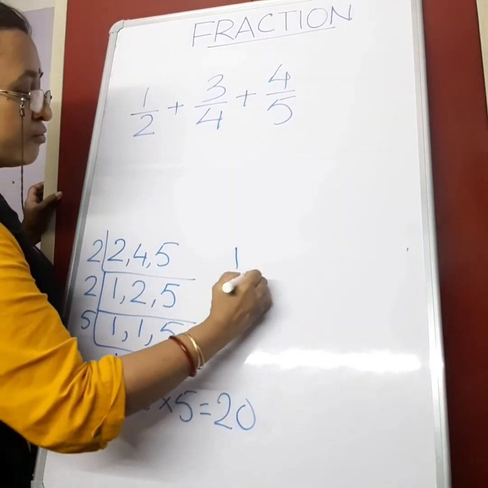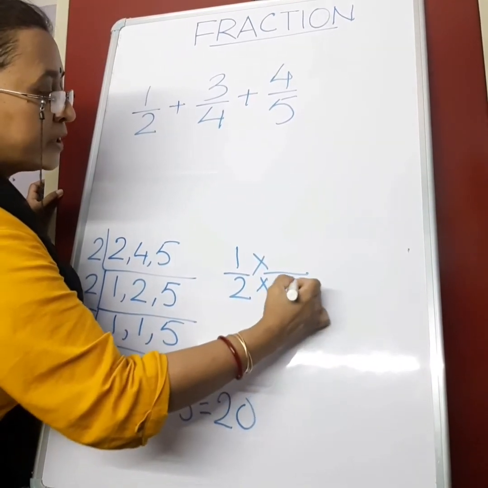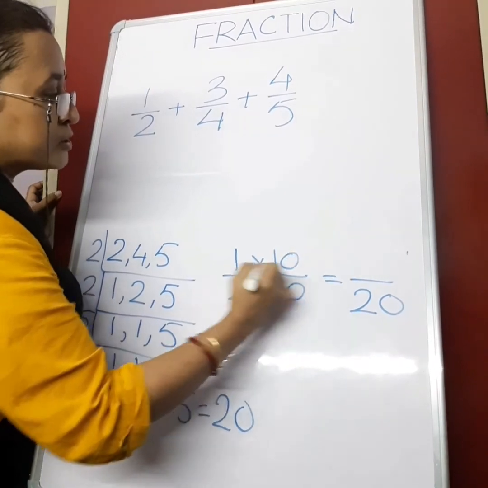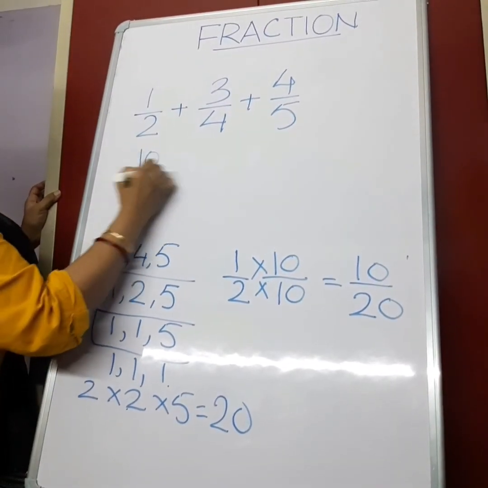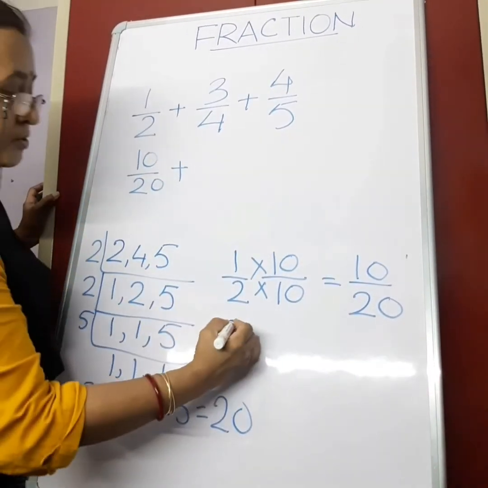First we have to make 1 by 2 into 20. So to make it 20, I have to multiply by 10. So numerator also has to be multiplied by 10. So this number becomes 10 by 20 plus the next is 3 by 4.